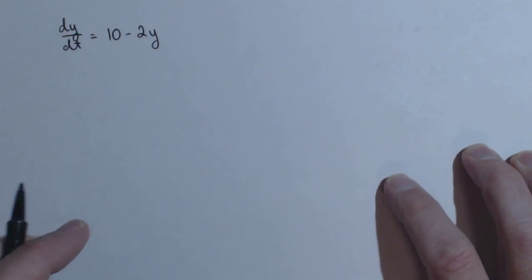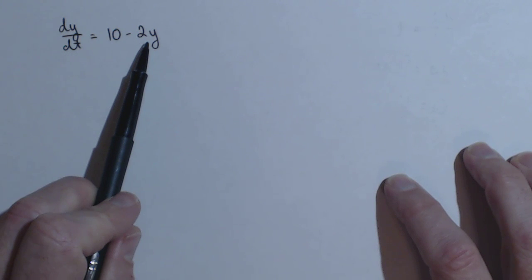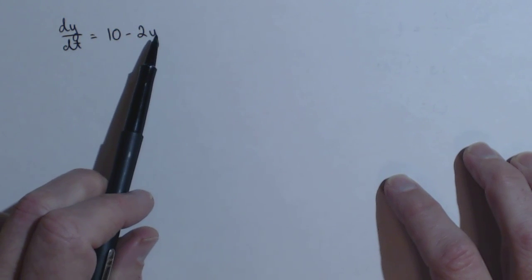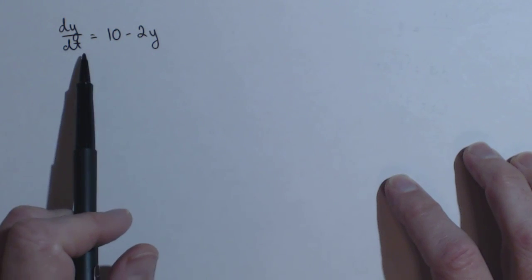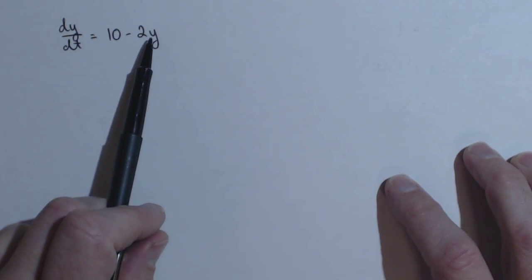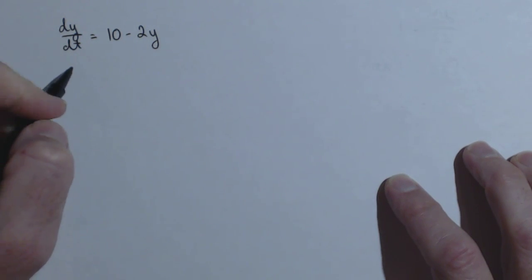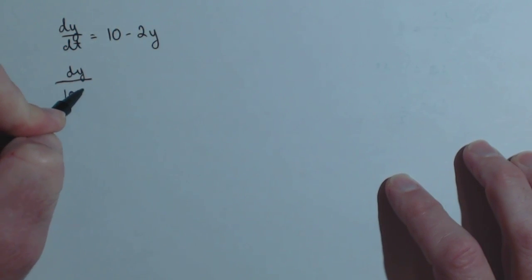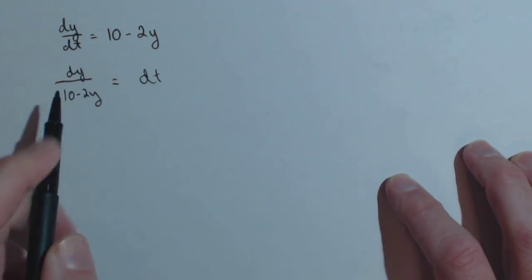So we are going to find the general solution to dy/dt equals 10 minus 2y. Now if this had been 10 minus 2t, we'd have just a basic antiderivative problem. But in this one, we are going to do separation of variables, and because it's a y, it needs to end up over here. And so when we separate, we're going to get dy over 10 minus 2y equals dt.